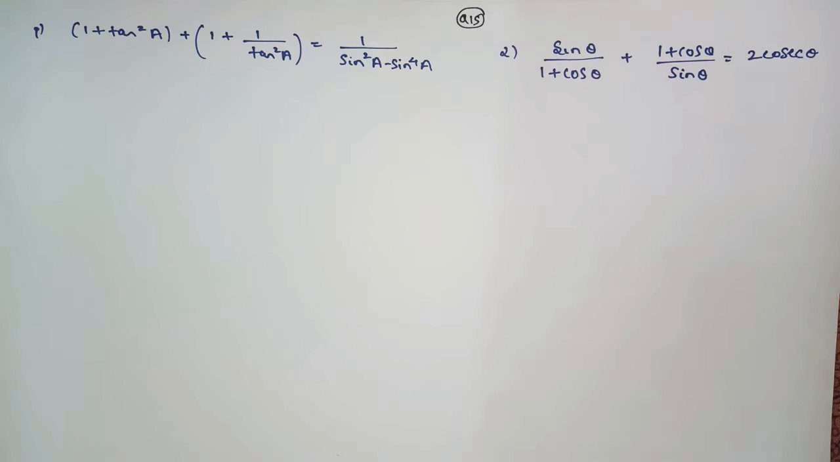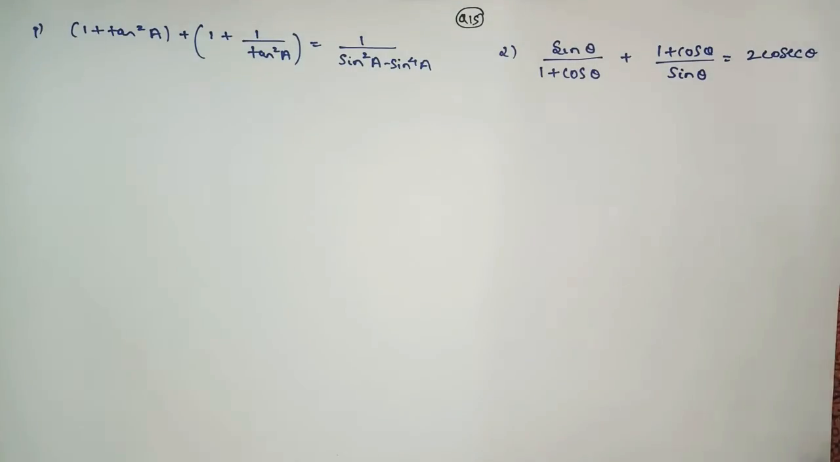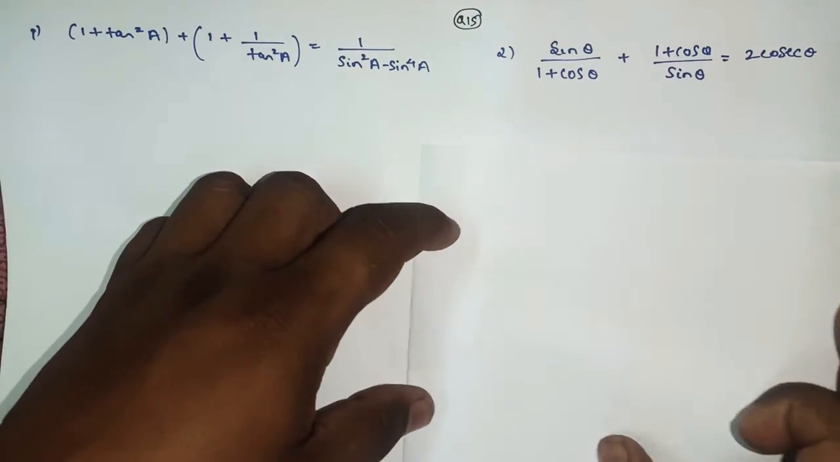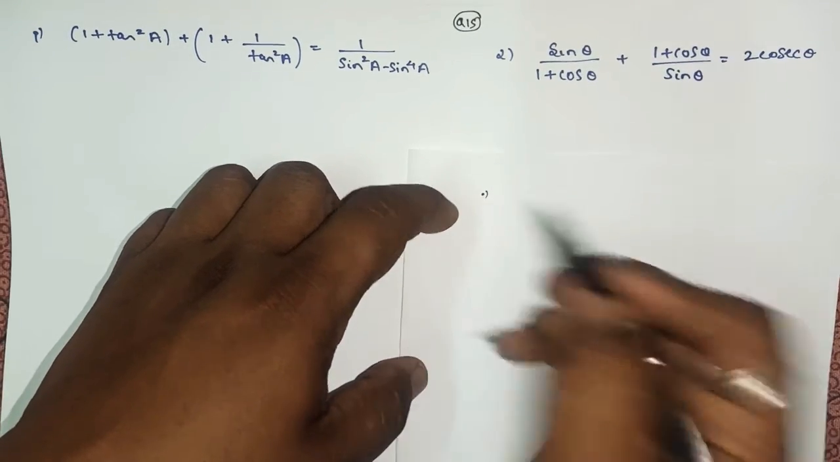1 plus tan square a plus 1 plus 1 upon tan square a equals 1 upon sine square a minus sine raised to 4a. Now I will show one hint to solve this type of sum easily. The first hint is what?